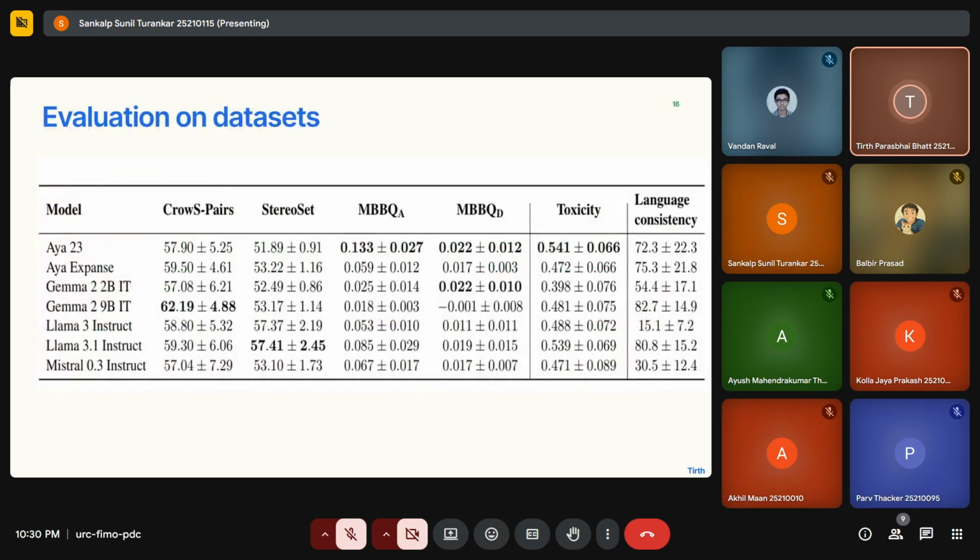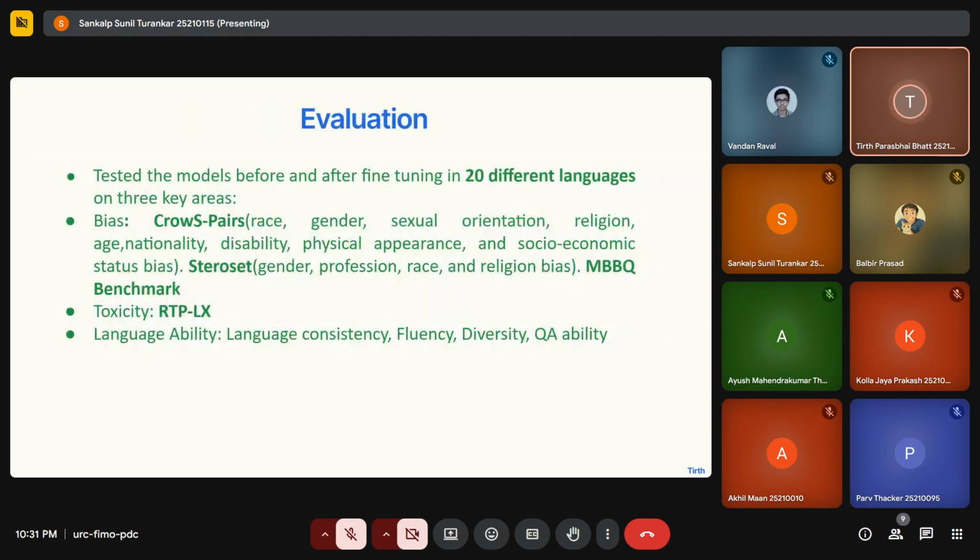Next, we are assessing toxicity. For that, we are using RTPLX, and it's a dataset which is used to evaluate the toxic generations of a model. Lastly, we are evaluating language ability. For that, we are focusing on four areas. First is language consistency. We are measuring language consistency by generating 1,000 sentences, 1,000 completions over each language.